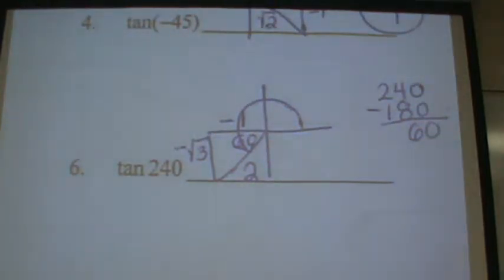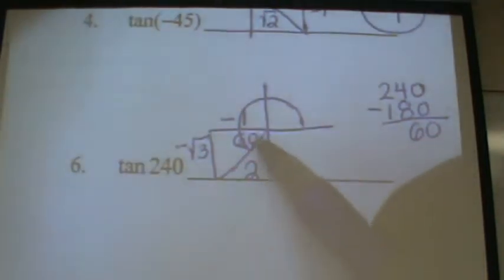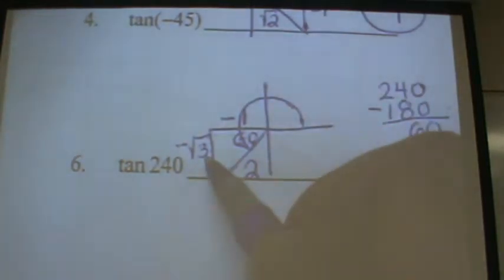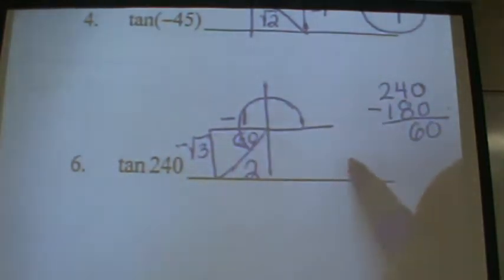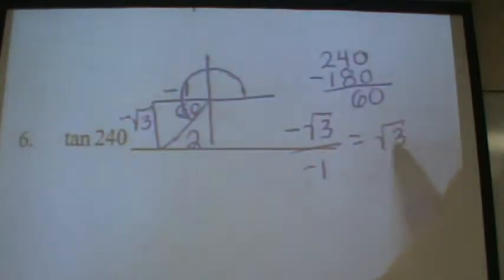So can you tell me what the tangent of this angle is? Negative root 3 over negative 1. And what's another name for -√3 over -1? Root 3. Yes, root 3. There you go.